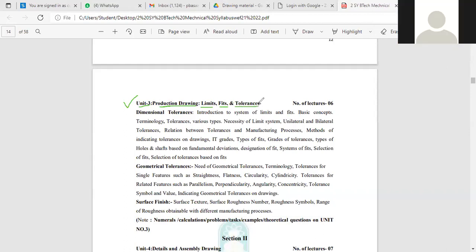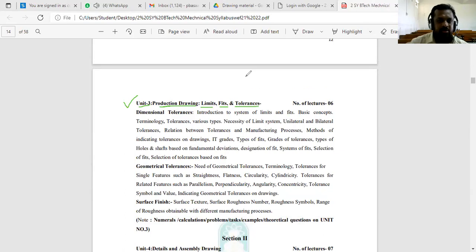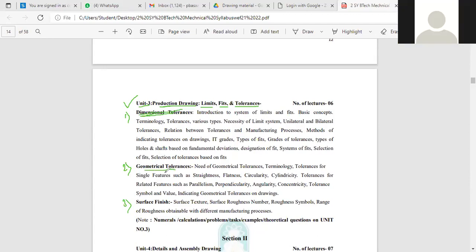This is unit number 3, and it is classified or divided into 3 portions. In the first portion we are going to study dimensional tolerances. In the second portion we are going to study geometrical tolerances, and the third is surface roughness. In this manner our chapter number 3 is divided.